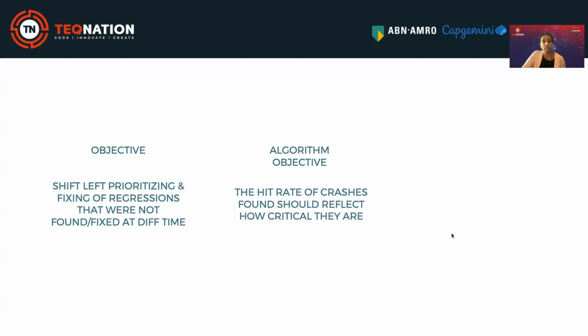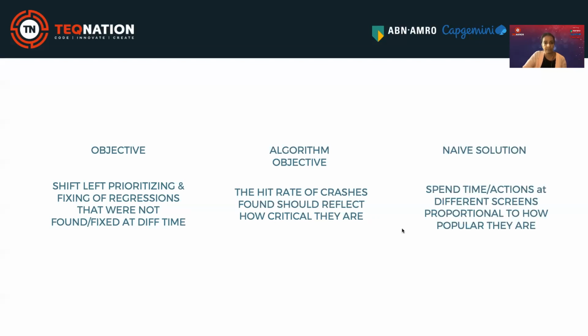So then if we lock down on the algorithm objective, we want the hit rate of crashes found to reflect what would actually happen and how critical they are. So if a crash would be critical in production, we want the hit rate in our virtual alpha to be the same, to be high and flag this crash as an issue.